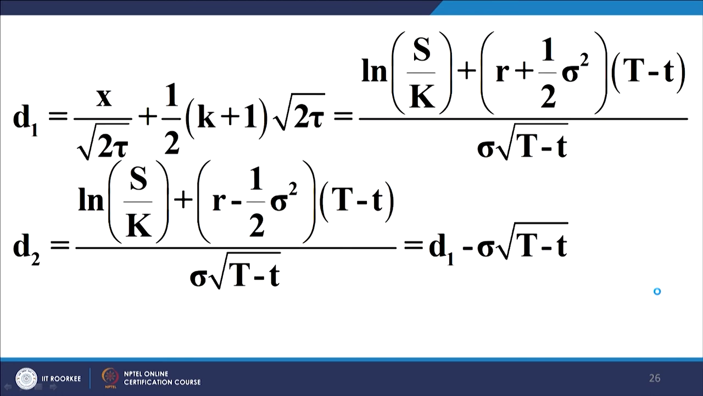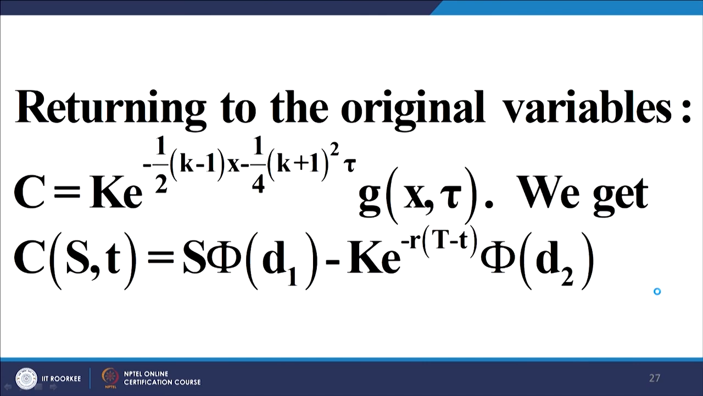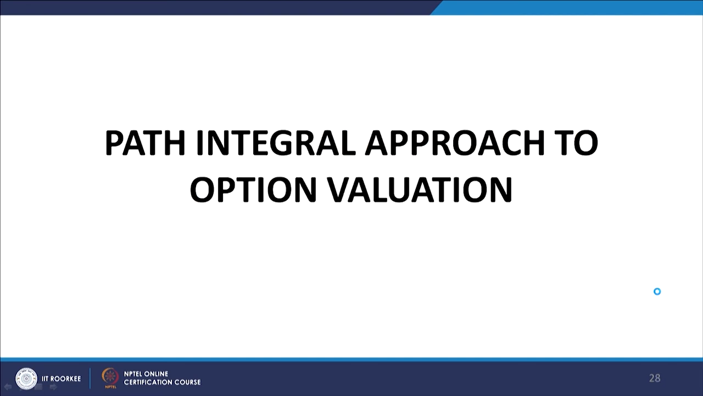There is one more step which can be simplified further and written in the form using d1 and d2. We can write it as the expression which is here on this slide: C S T is equal to S phi d1 minus K e to the power minus r into T minus t phi d2. So, this is the ultimate solution of the Black-Scholes equation that we started with, that we obtained from the concept of constructing a hedge portfolio. Having the solution is of course very involved, but at the end of the day, this is what we get from solving the equation and doing a lot of algebra. So, with this we complete the traditional approach to the Black-Scholes model.